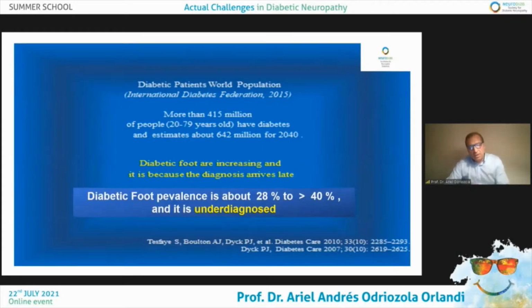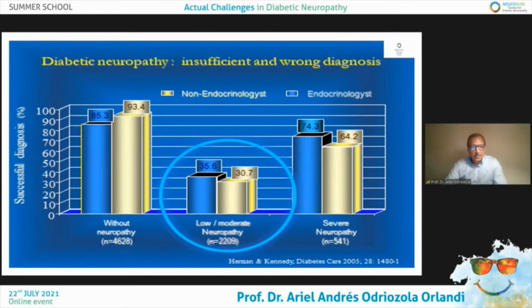Usually diabetic foot diagnoses arrive late, and as you can see, it's an underdiagnosis, and the prevalence is about 28 to 40% of these patients. The next slide shows the study of Herman and Kennedy about diagnosis of diabetic neuropathy. That is insufficient, as we show in this slide, and also with a high number of wrong diagnoses among specialists of diabetic neuropathy. Non-endocrinologists have nearly the same outcome in the diagnosis of this kind of patients.